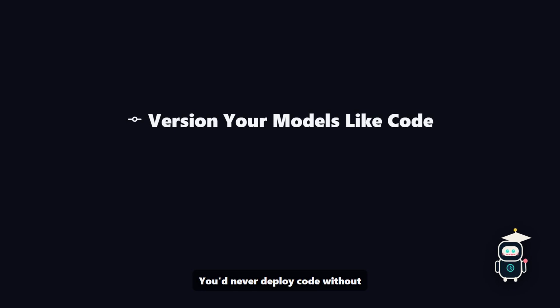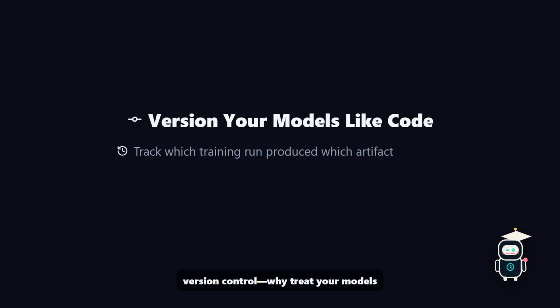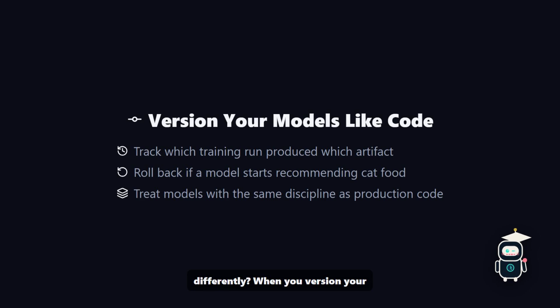You'd never deploy code without version control. Why treat your models differently? When you version your trained models, you can track which training run produced which artifact. That lets you roll back if a new model starts recommending cat food to people who bought a wrench. Models deserve the same discipline as your production code.